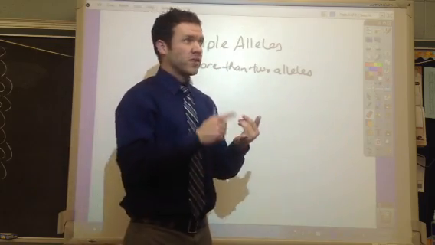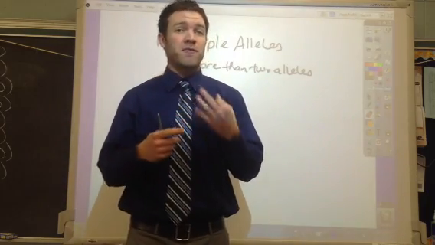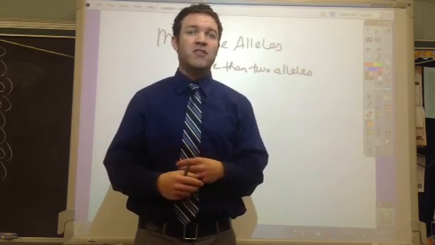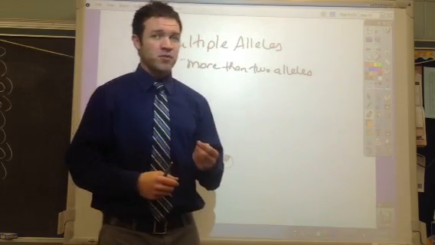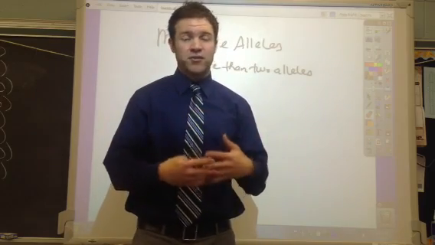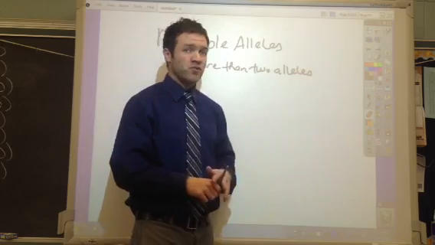Codominance had 2. It was like the red and the white. When they mixed, they got roan, which was a third phenotype, but roan wasn't a specific genotype. You still only had 2 alleles. Incomplete dominance, when you had the red and the white, they mixed for pink. Pink was not an allele, so it's not that they had more than 2 alleles. Multiple alleles has more than 2 alleles.